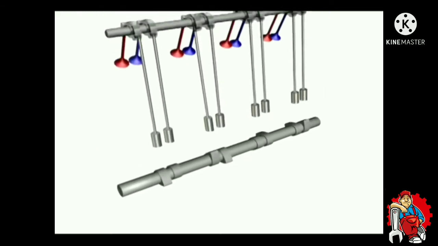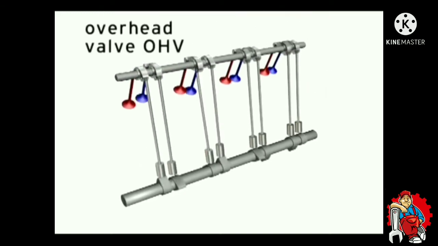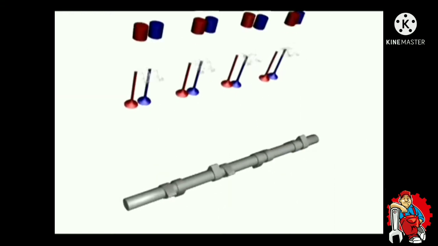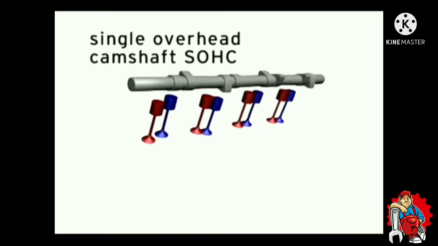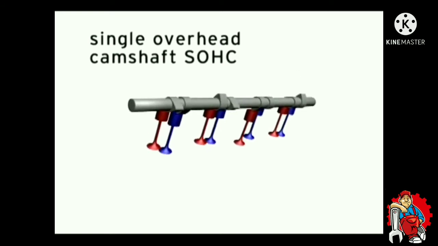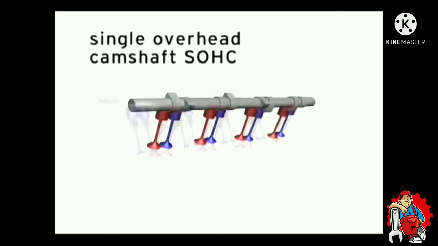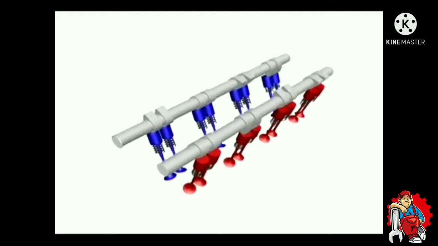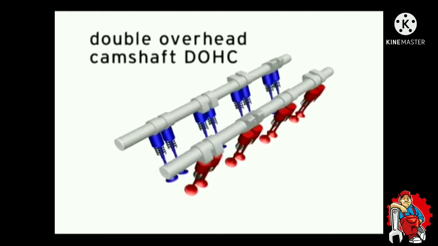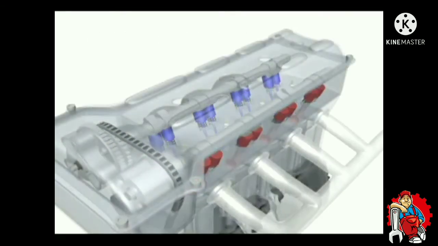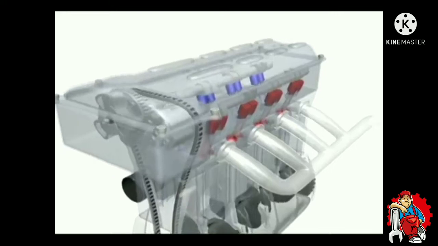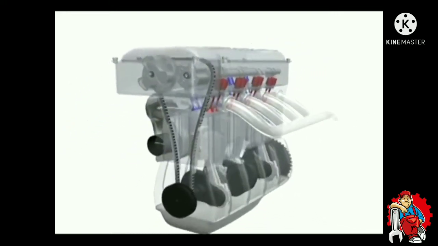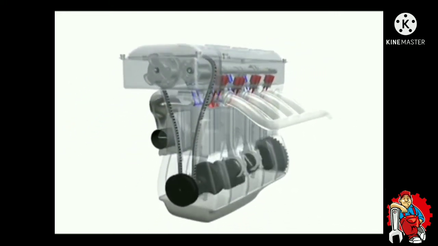Some engines use one camshaft with rocker arms and/or push rods actuating all of the valves. If the camshaft is above the valves, it's called a single overhead camshaft or SOHC engine. When an engine uses a separate camshaft for the intake and exhaust valves mounted above the valves, this design is called double overhead camshafts or DOHC. All Toyota engines use double overhead camshafts.